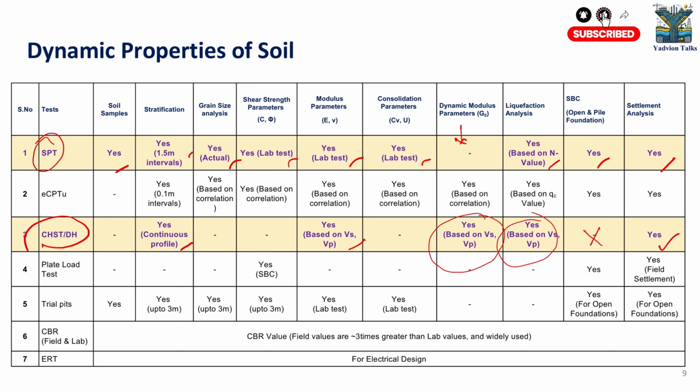This table shows many more tests which happen on the site, like SPT, ECPT, CHST, DH, plate load test, trial pit, CBR, and ERT. So these seven tests are generally performed on the site to assess it for the dynamic state, the earthquake state, or for the static state.